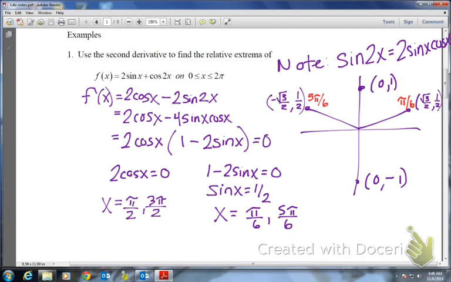Why aren't they negative for the cosine x? Why aren't they also negative 2? They're not also negative 2 because if you look up here at our interval that we're looking at, we're only looking from 0 to 2 pi, so we don't include any of the negative values.